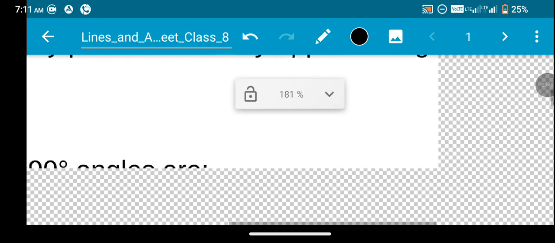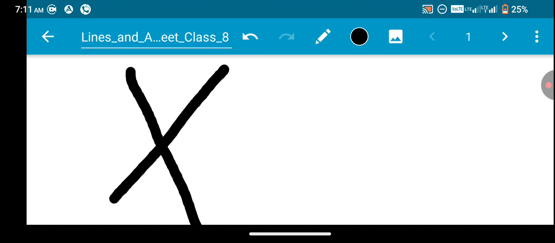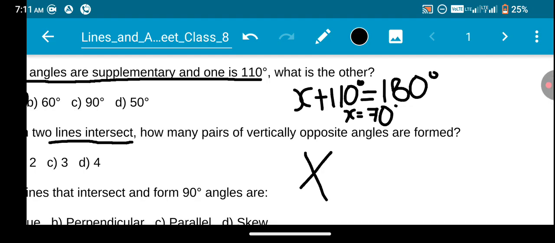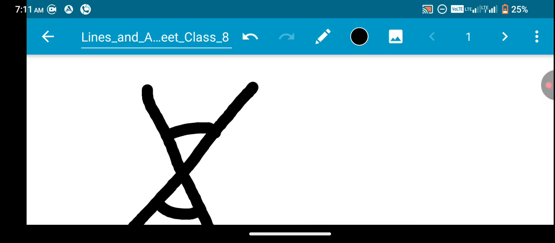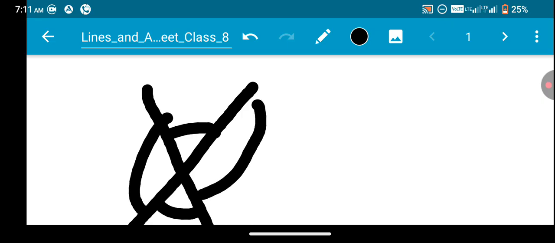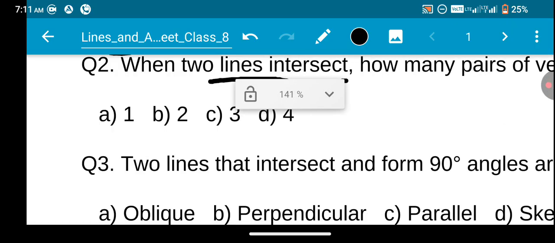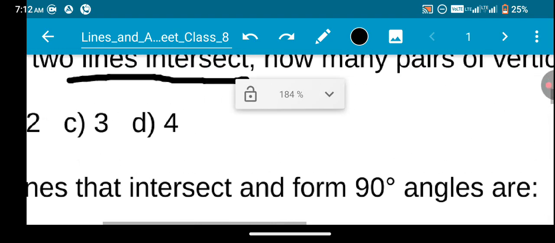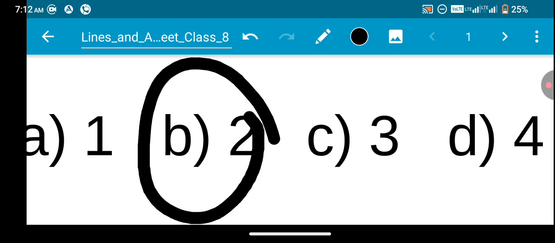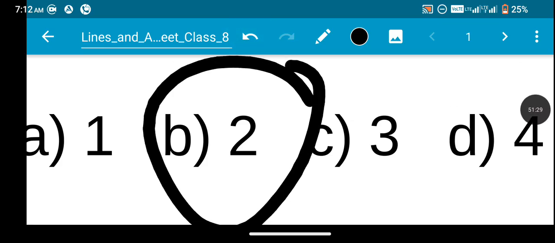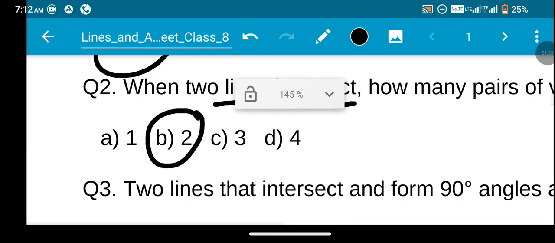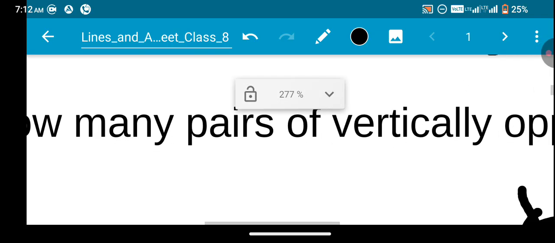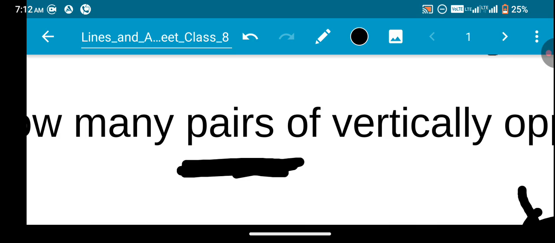When two lines intersect, again the same question I think. Two lines intersect. How many pairs of vertically opposite angles are formed? This is a pair and this is also a pair. It is asking not how many angles are formed, it is written how many pairs are formed. Pairs: 4 upon 2, which will be equal to 2. Most of the students get it wrong, thinking that this is a class 6 or class 7 question, but you have to read the question carefully.